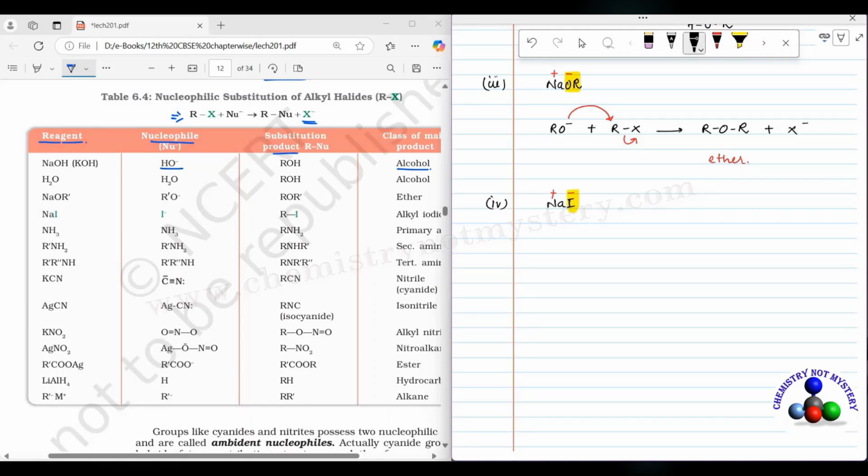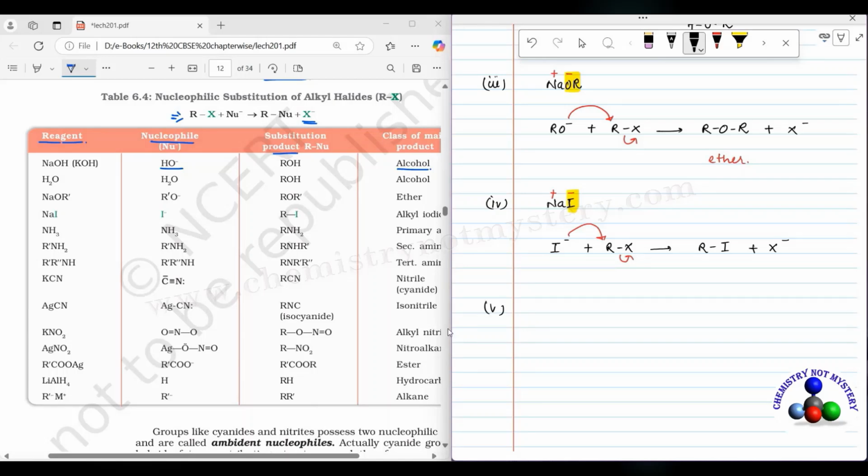So let's write the reaction with I negative and alkyl halide. So this I negative will make bond with the alkyl group and expel the halogen in the form of halide ion. So here you will get RI and byproduct will be halide ion. So it is alkyl iodide.